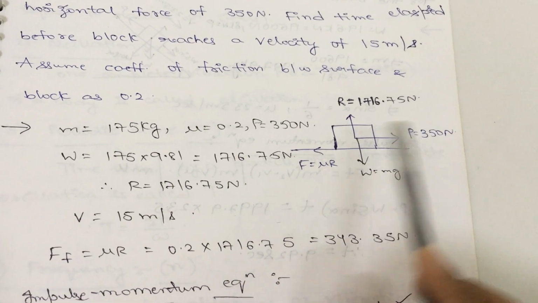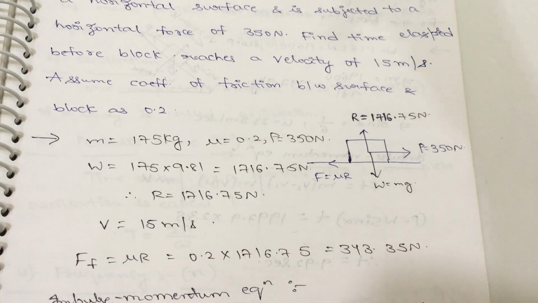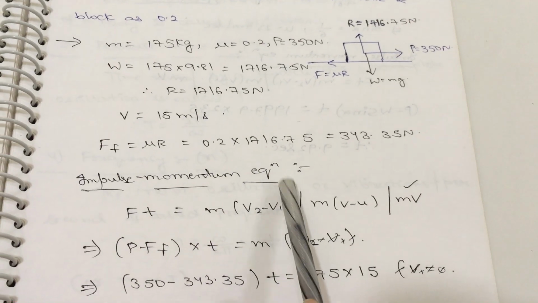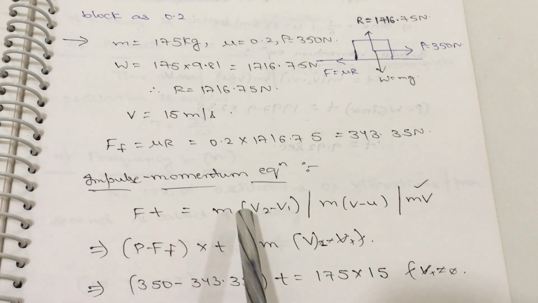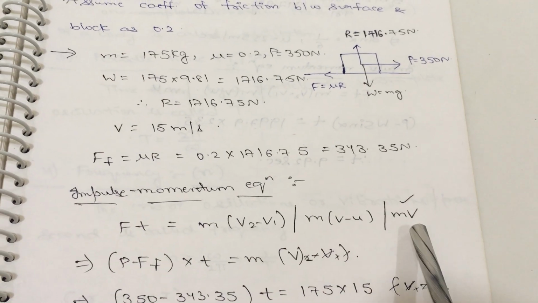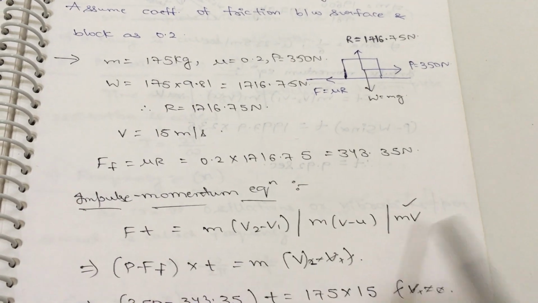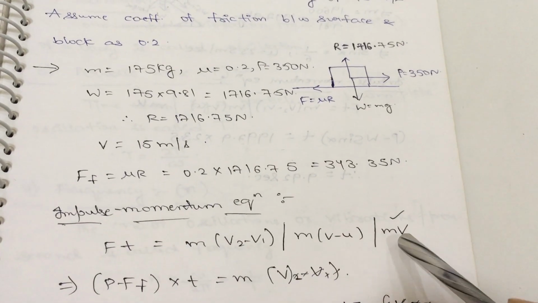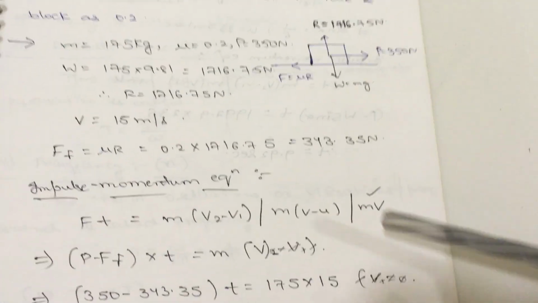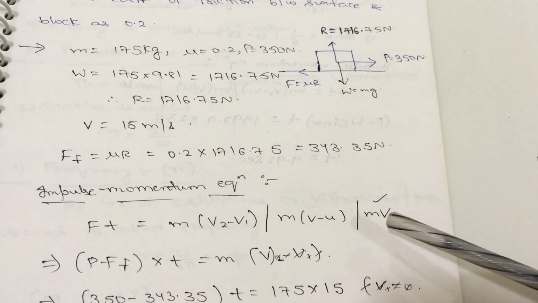Now from these two values, we can calculate the total force value which can be used in the impulse momentum equation. Now use the impulse momentum equation, that is Ft is equal to m into v2 minus v1, or m into v minus u, or m into v, or m into u. Out of all these, we have to select the m into v value, because in this question only one velocity value is there, that is the final velocity. So here we have to use the m into v value.